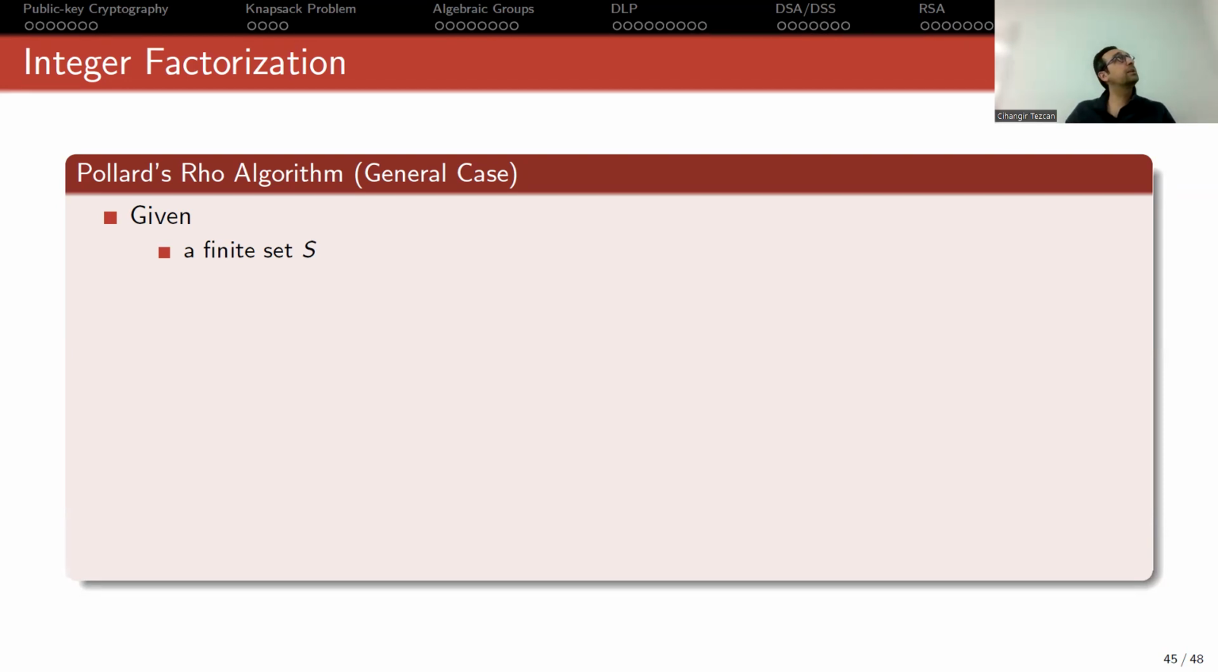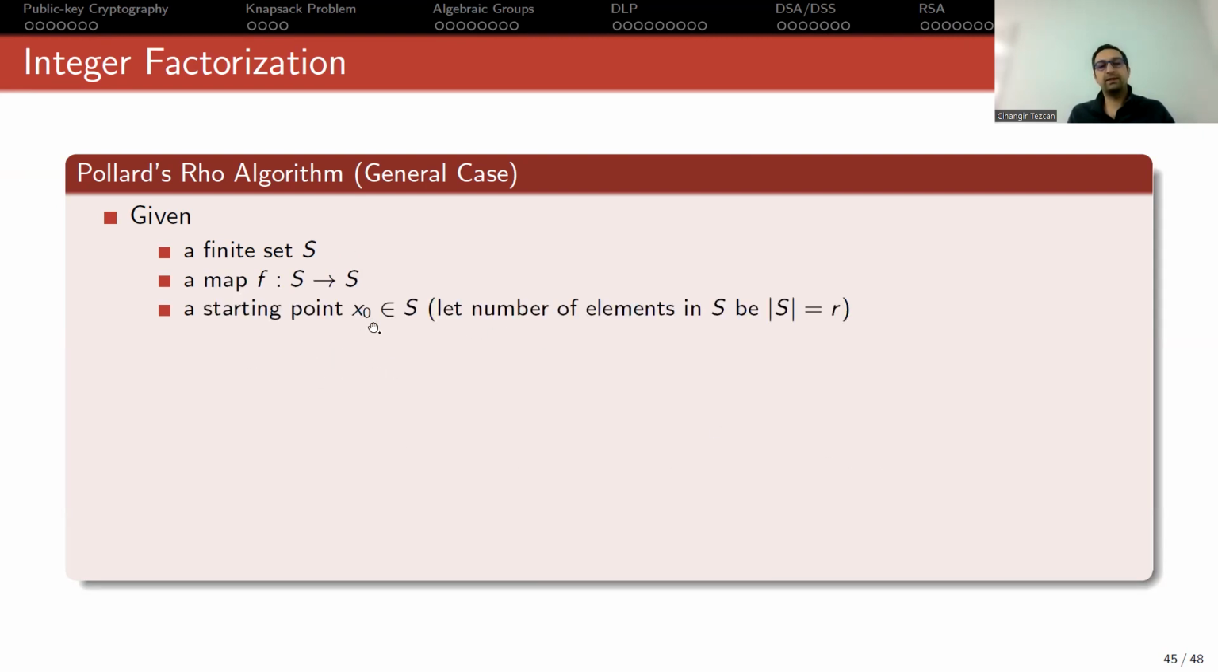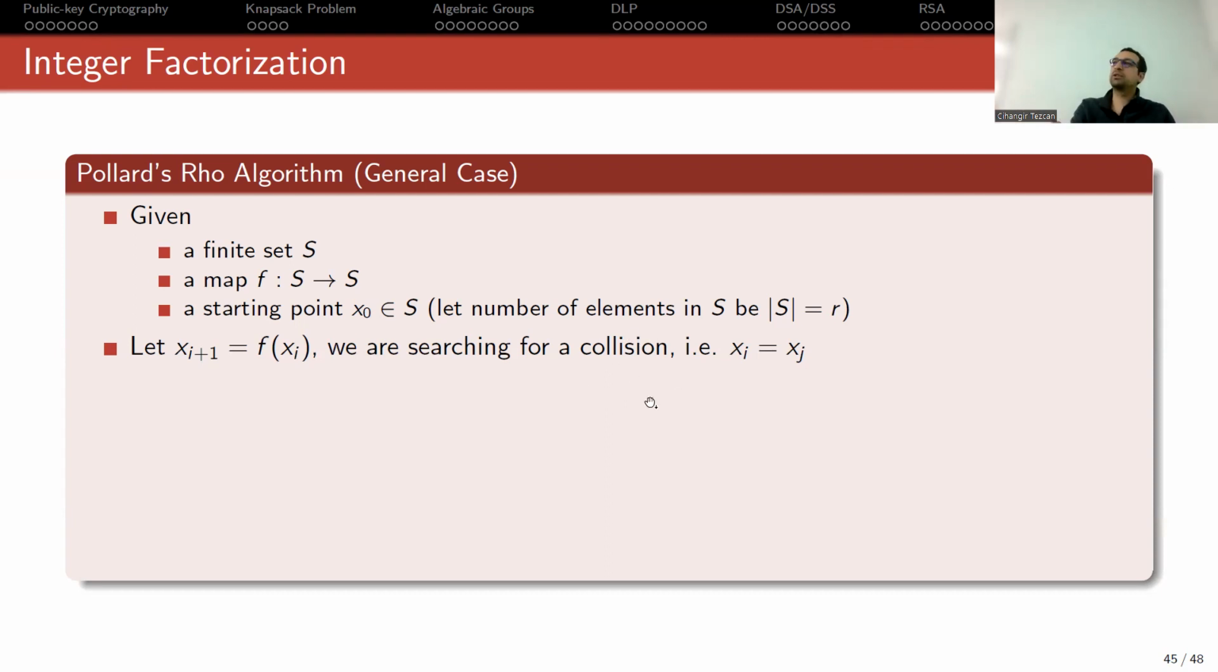So let me first explain Pollard's rho algorithm, and then I will explain how you can use it for factorization. Given a finite set S, you have a map F from S to S. You choose a starting point x0 in this set. Then the next element is just f(xi), so xi+1 is f(xi). And we are trying to find a collision where xi equals xj. In a general sense, you can think of it as trying to find two inputs that give you the same output, so you can use this for searching for hash function collisions.